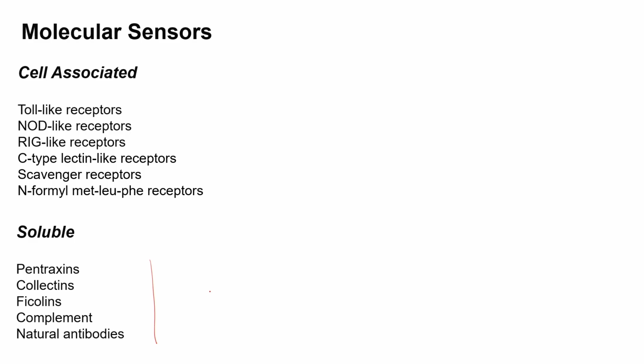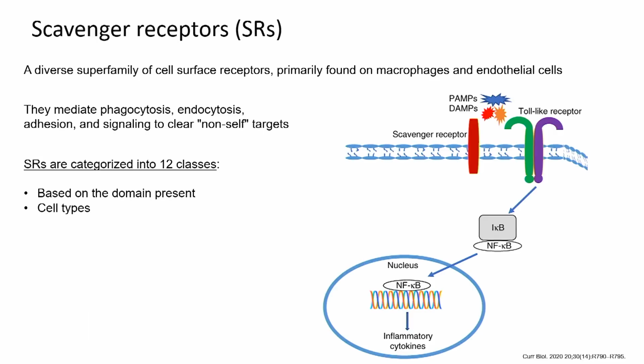So we will start with scavenger receptors and we will move ahead. Scavenger receptors are proteins present primarily on macrophages and endothelial cells, and particularly involved in phagocytosis or endocytosis processes in order to detect non-self targets. These are categorized into multiple types, and there are 12 types of these SRs reported. This depends upon what kind of domains are present on the protein surface.